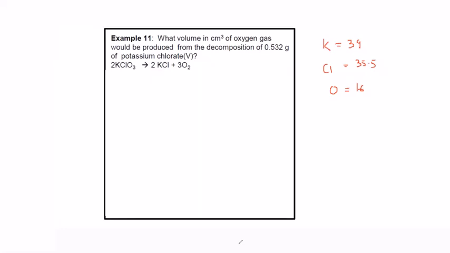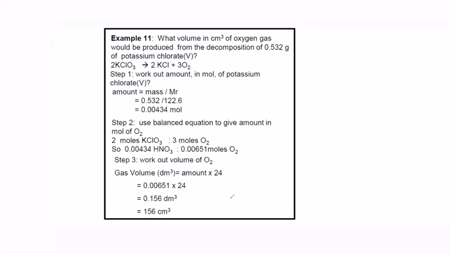Okay, let's check the answer. It's 156 cm cube. The question is volume. So first, you have 0.53 grams of potassium chlorate, you work out the moles. Using a mole ratio of potassium chlorate, you get the moles of oxygen. And from moles of oxygen, multiply by 24, you will get the volume. Because the question was find the volume of oxygen, not the mass of oxygen. Is it clear?